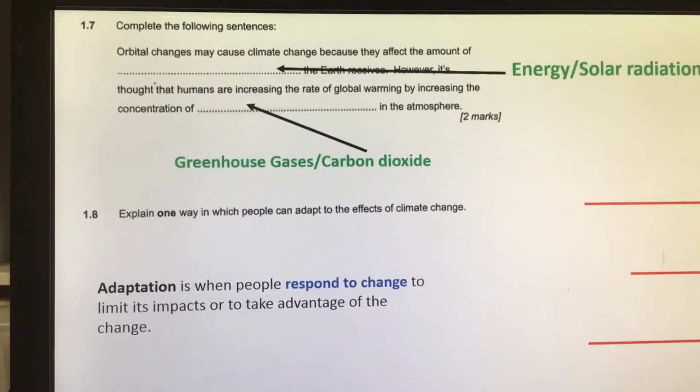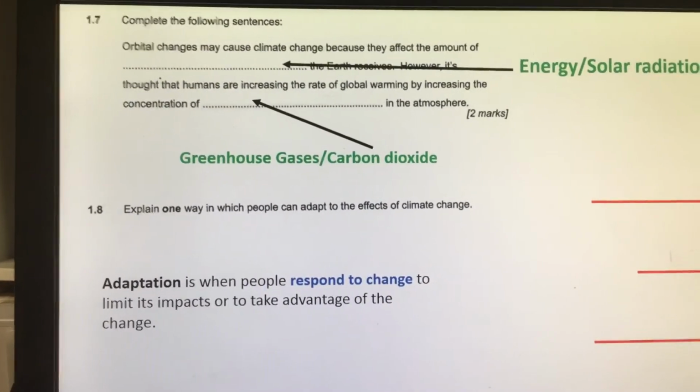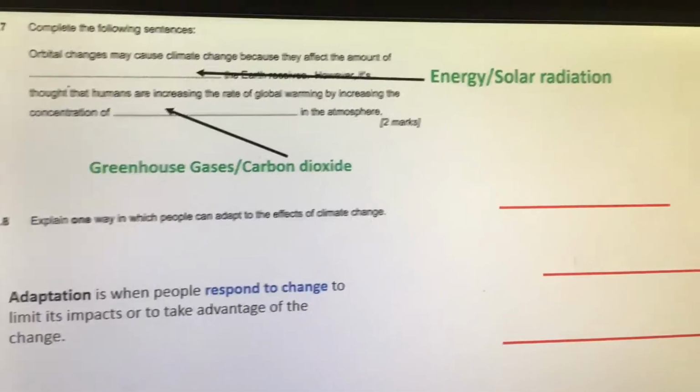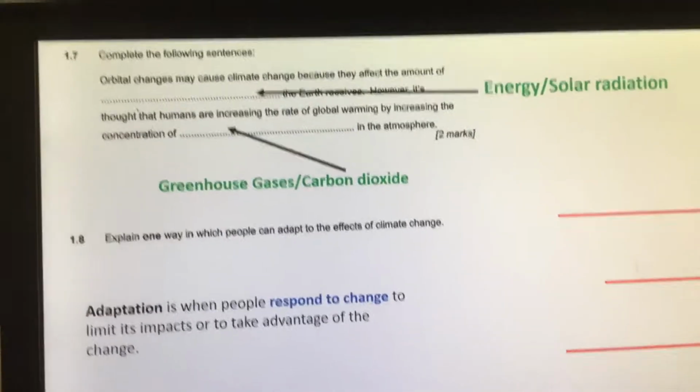And that's not going to affect the amount of actual sunlight that the Earth receives, but it is going to affect the concentration of that sunlight, and therefore the energy or the solar radiation that the Earth receives. So therefore you need one of those 2 points there.